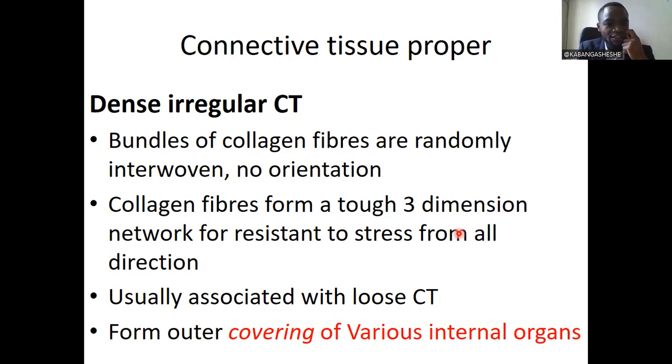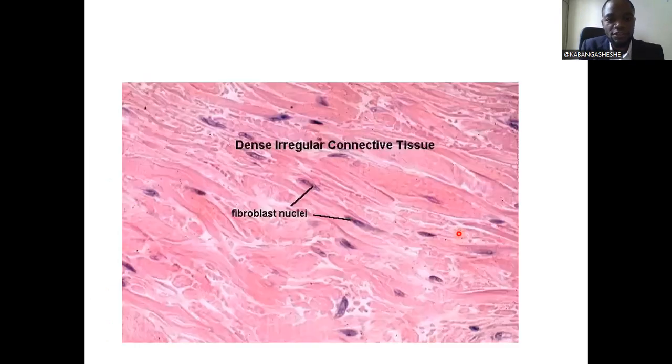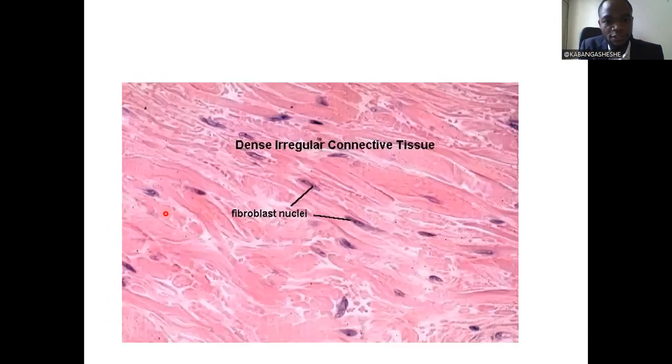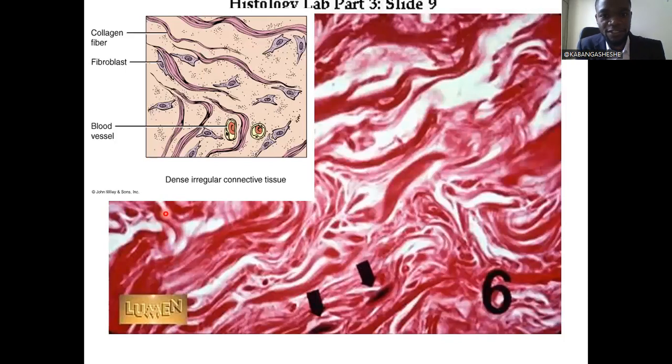Okay, where do we find such kind of structure? So now let's break down first dense irregular and regular. Why the two names? It's because of the orientation of the collagen fibers. The collagen fibers are the most abundant fibers of connective tissue. So dense connective tissue can be termed as dense irregular or dense regular. We can call it dense regular if the collagen fibers are moving in the same direction.